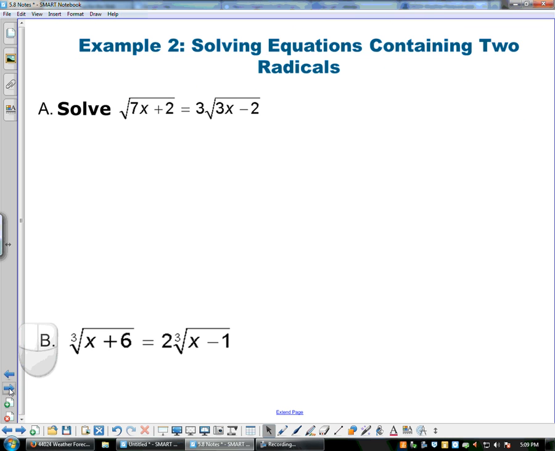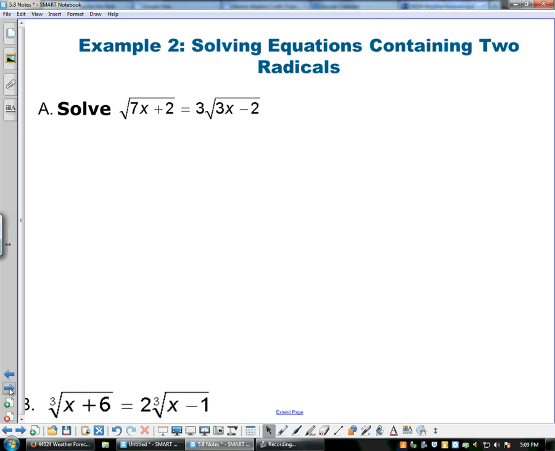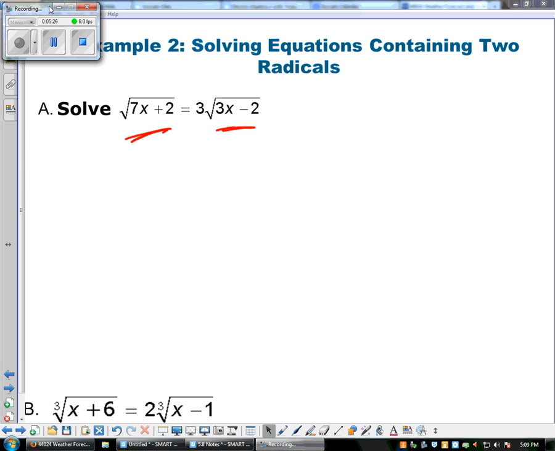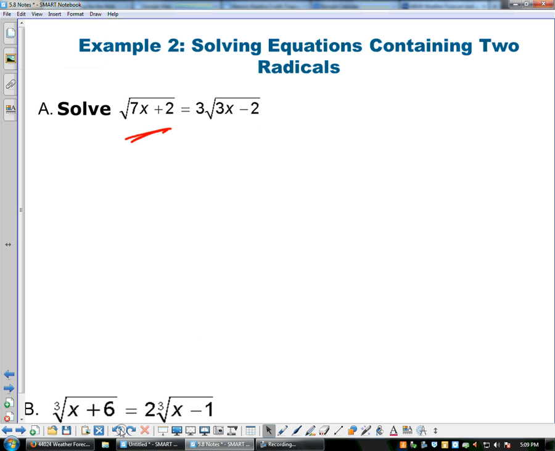Okay, let's take a look at example 2. This time we have equations containing 2 radicals. And so you do want to make sure that you have one radical at least isolated by itself. And in this case, we've got one radical here by itself. And this one over here is just times 3. So we are in okay shape to go ahead and square both sides, which is the inverse operation of the square root. So the square rooting and the squaring are canceling each other out.